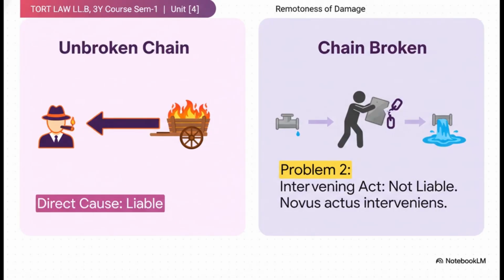Let's apply this through 2 problems. In problem 1, Ram throws a lighted cigar onto a hay cart, which then burns. The result is that he is liable, as his act is the proximate cause. In problem 2, a stranger maliciously blocks a wash basin pipe that was left running, causing an overflow that damages goods. The result is that the person who left the tap running is not liable for the damage. The stranger's malicious act is a novus actus interveniens, breaking the causal chain.